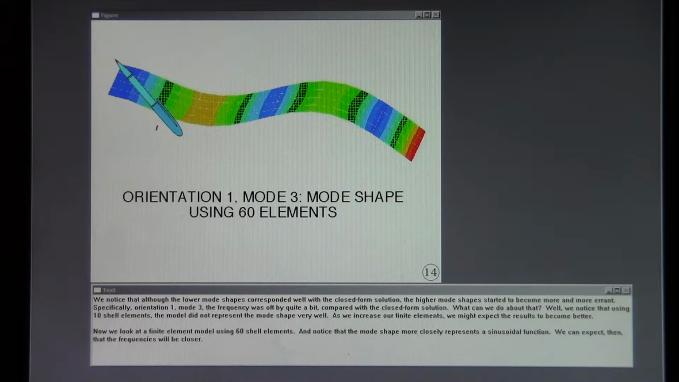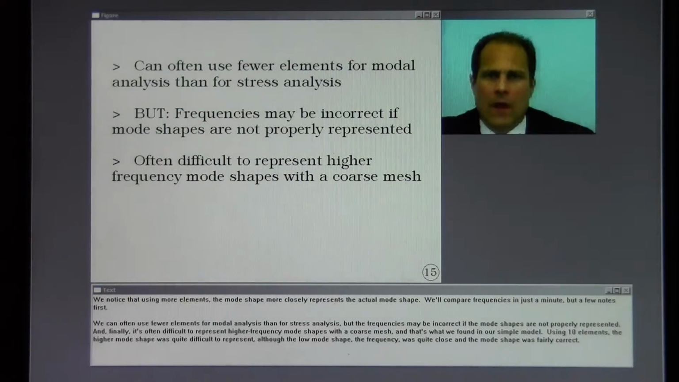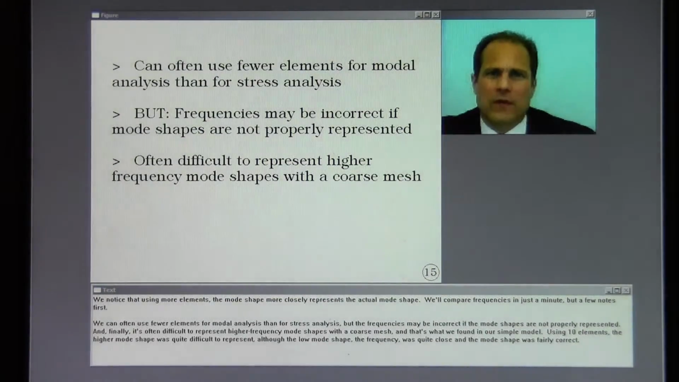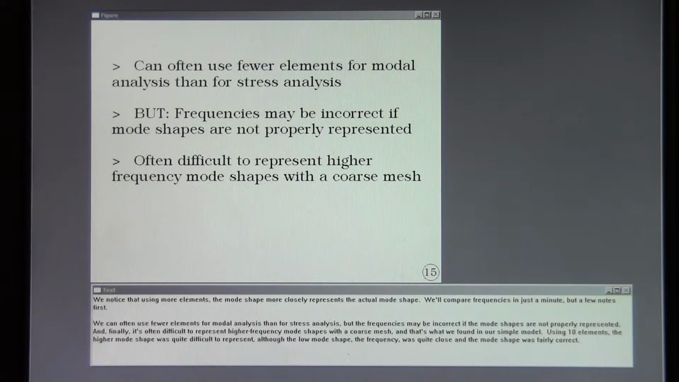Now we look at a finite element model using 60 shell elements, and notice that the mode shape more closely represents a sinusoidal function. We can expect then that the frequencies will be closer. We notice that using more elements, the mode shape more closely represents the actual mode shape. And we'll compare frequencies in just a minute. But a few notes first.